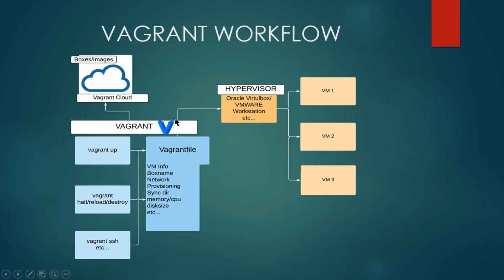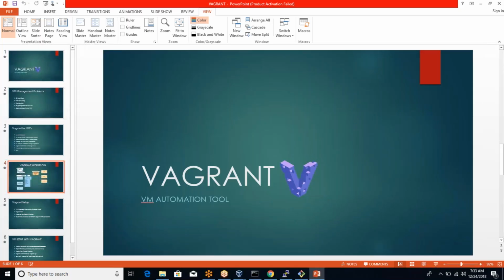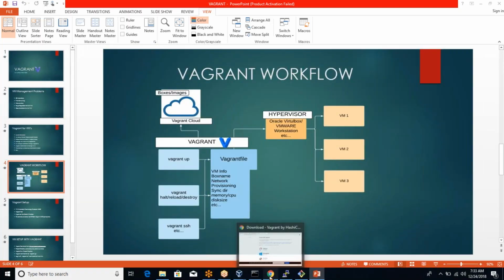Okay, and then it will contact your hypervisor or VM tool, which is Oracle VirtualBox. Okay, it will give all the information to Oracle VirtualBox, and Oracle VM VirtualBox will then create the VM for us. Okay, this is in brief. I'll tell you in detail later. Okay, so the first requirement is we find the box.